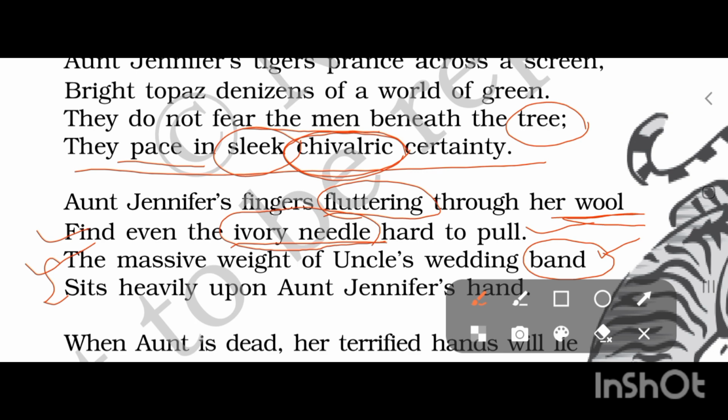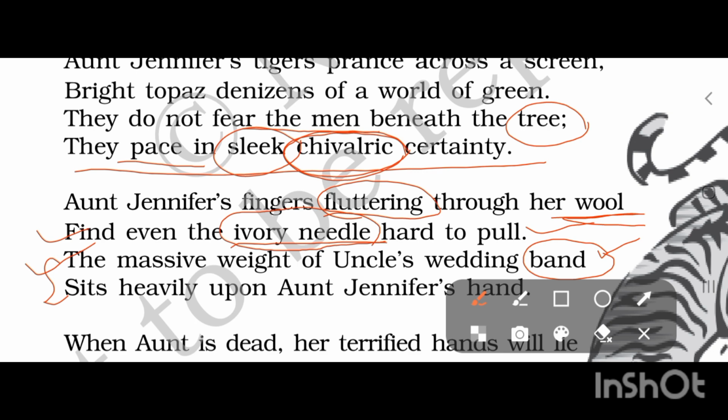She is bearing the weight of her failed marriage from which she cannot escape. That's why it sits heavily upon Aunt Jennifer's hand. This is nothing but the harsh reality of women's condition during the 20th century. As I told you, Adrienne Rich, a wonderful writer of the 20th century, is depicting the real time problem of all the women. So the poetess throws light on the negative aspect of the male dominating society. That's why it sits heavily upon Aunt Jennifer's hand.